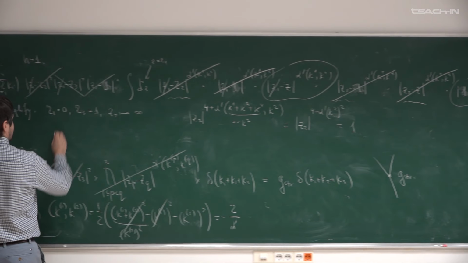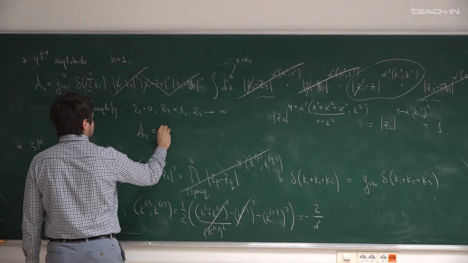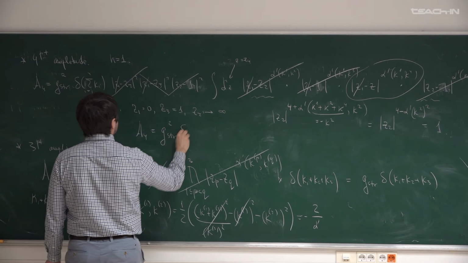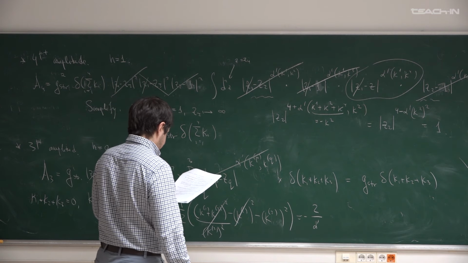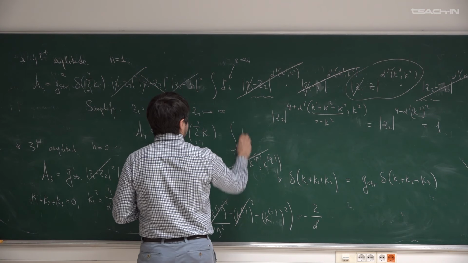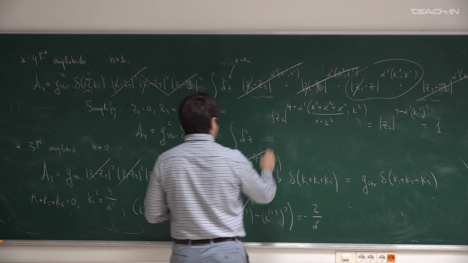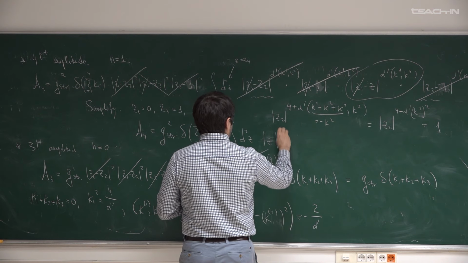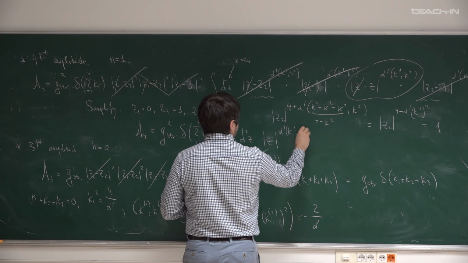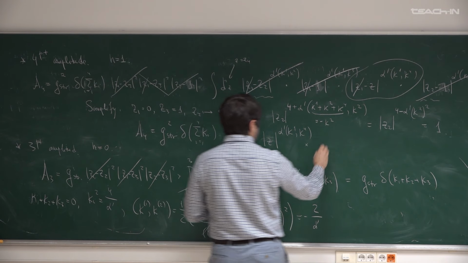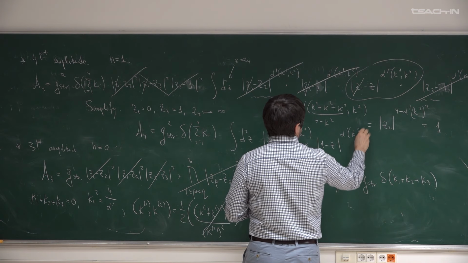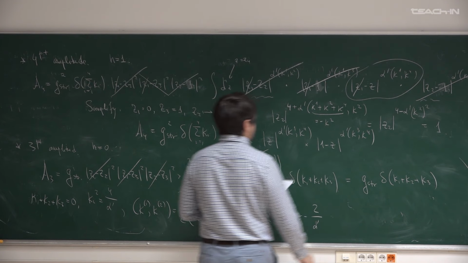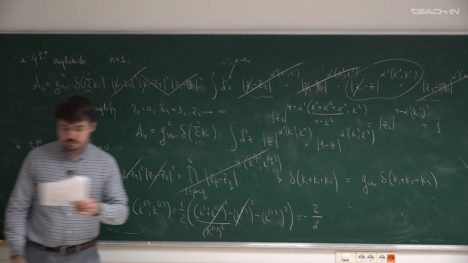So we get that A4 is delta of the sum of momenta, then you have the integral d2z of modulus z to the alpha prime k1 k4, and modulus 1 minus z to the alpha prime k3 k4. So that's the remaining integral that needs to be evaluated.